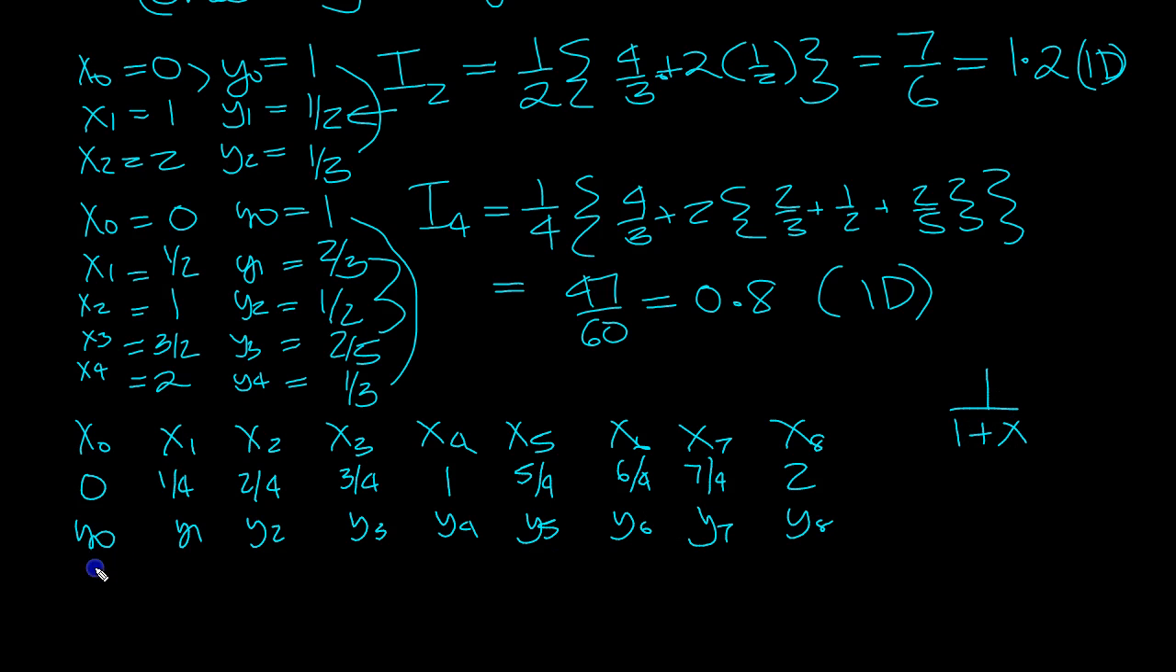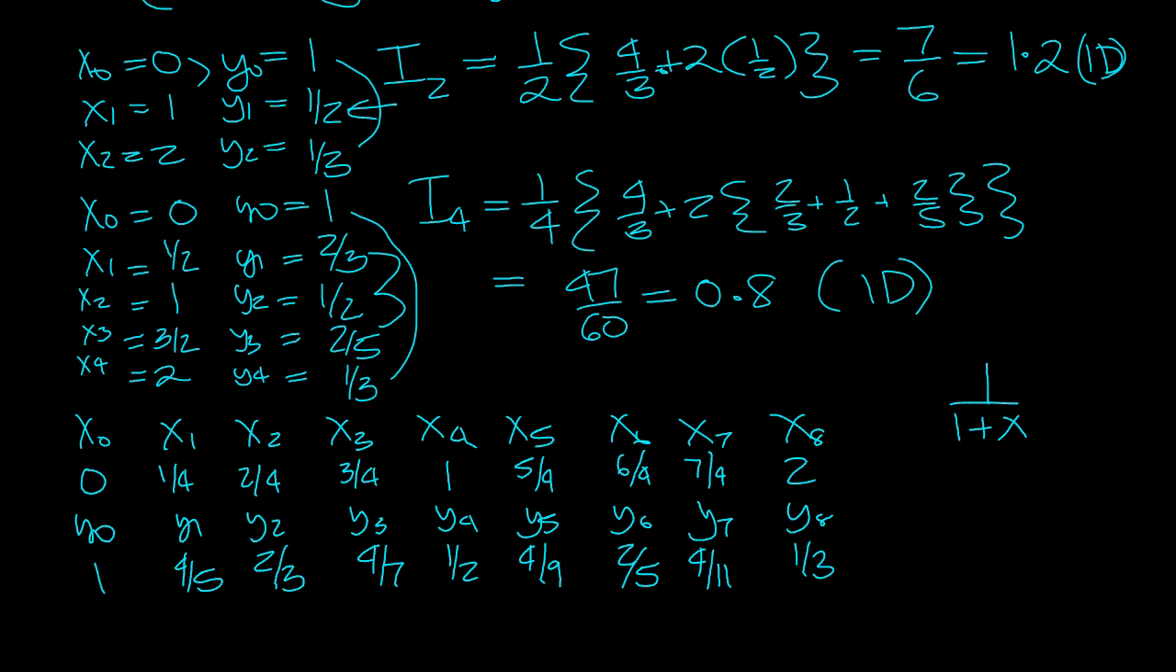Put 0 in, we get 1. Put a quarter in here, 5 over 4 is 4 fifths. 2 quarters, that would be a half, 3 over 2, 2 thirds. Put 3/4 in, 7/4, 4/7. Put 1 in, you get half. 5/4, 9/4, 4/9. 6/4, 10/4, 4/10 or 2/5. 7/4, 11/4, 4/11. And 2, we get a third. Okay, good. So there's our y value.